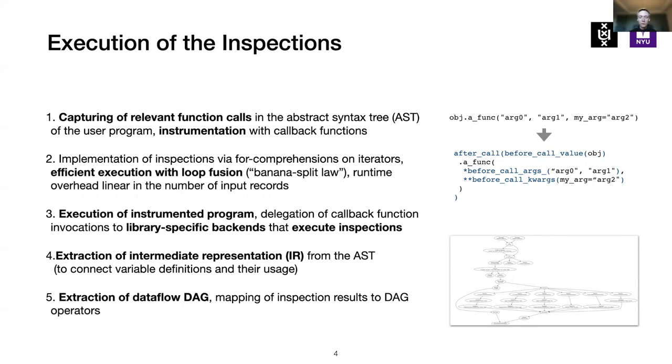After executing the pipeline, we have the inspection results for some function calls. But we want to associate the inspection results with abstract DAG nodes for further analysis. So we still need to extract the DAG. For this, we first extract an intermediate representation, which is a much simpler version of the AST, where variable definitions and usages are connected. Then we create the DAG from this intermediate representation and connect the inspection results to the DAG operators.